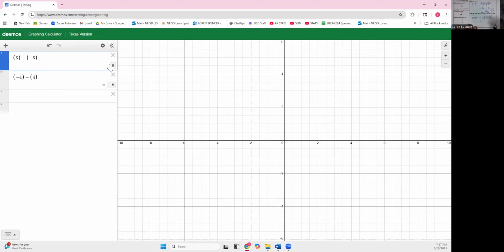So we end up with 6 divided by -8. So we're going to go 6 slash -8. That's our slope. And we get -0.75. Well, we want a fraction, so we'll go over to the left and click on it, and we end up getting -3/4. So our fraction reduces to m equals -3/4, and that will be our slope.